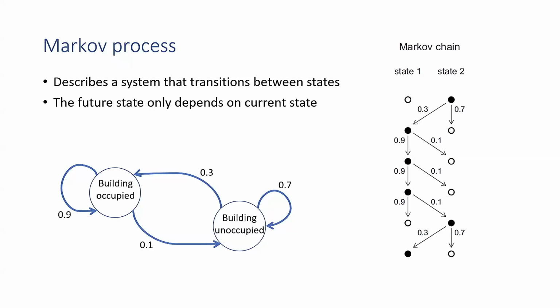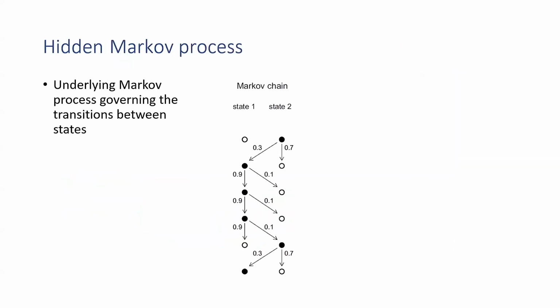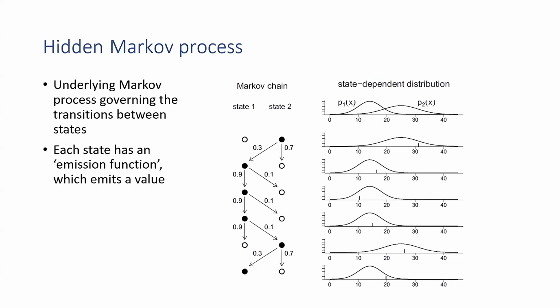So what is a hidden Markov process? We still have this same picture that we just saw. And now for each state, we're going to give it an emission function, which spits out a value. So these are distributions. Let's say state 1 has the distribution on the left, state 2 on the right. And then at each point in time, when you're in that state, you're going to spit out a value from the corresponding distribution. So in this example, we start in state 2. So we spit out a value from state 2's emission function, gives 31.1.